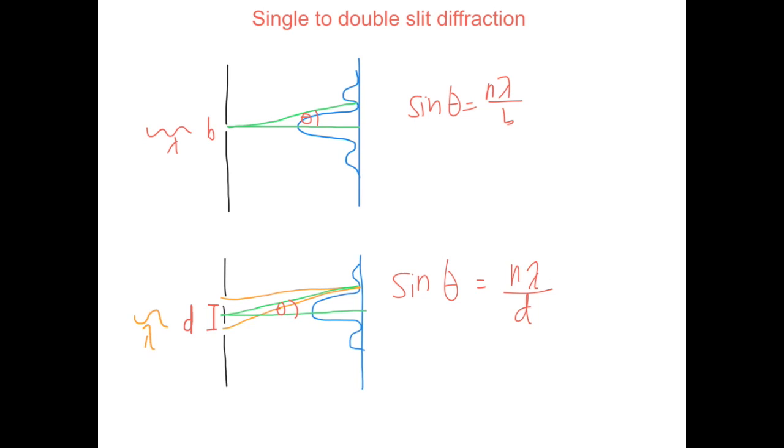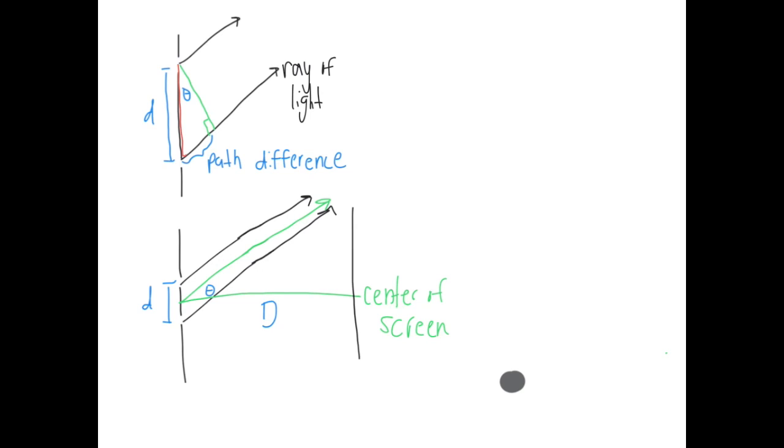We previously derived that sine theta is equal to n lambda over b, where b is the length of the single slit. We can also say that sine theta is equal to n lambda over d, where d is the distance between the 2 slits. Keep in mind that using the approximation rule, we can say that sine theta is equal to theta, which is also equal to tan theta.